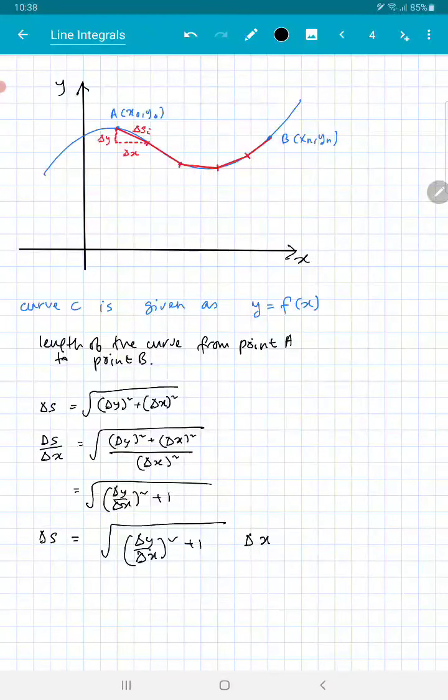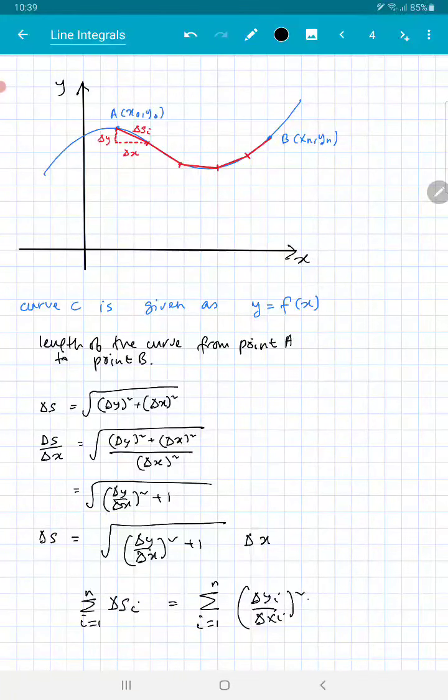Now, the length of the curve would be approximately equal to the sum of the lengths of the line segments. If we sum up all the line segments, i from 1 till, here we have 5, but I'm going to call it n to make it general. So this is equal to the summation i from 1 till n of the square root of (delta yi over delta xi) squared plus 1, times delta xi.